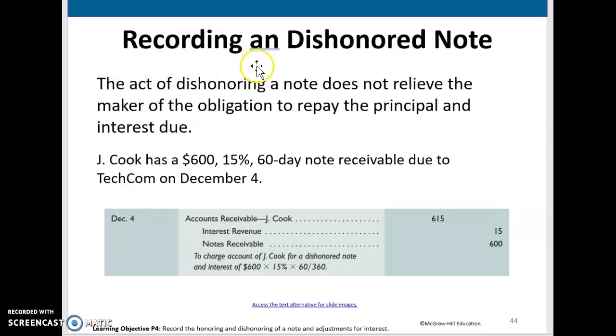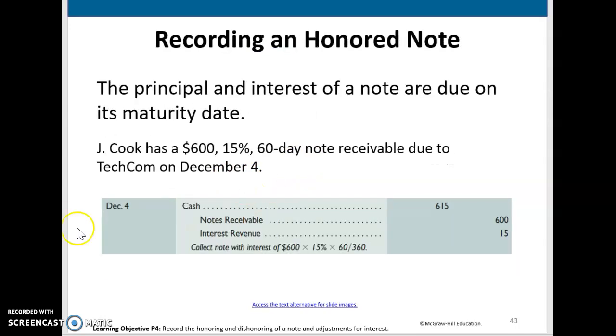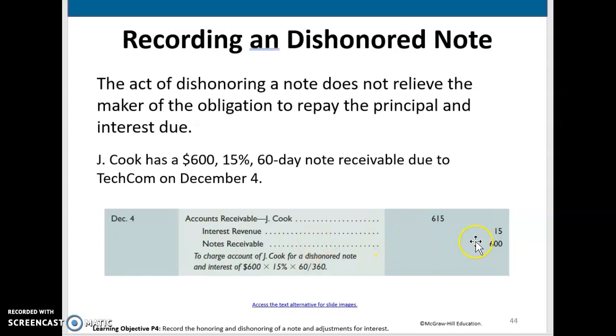What happens if the note is dishonored? We have a promissory note, but it is not paid on the due date of December 4th. In this instance, we do the same thing that we did back here. We credit notes receivable, we credit interest revenue, but we put the full amount back in the accounts receivable for the customer, in this case, J. Cook.